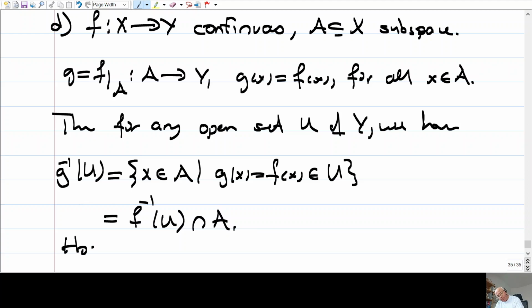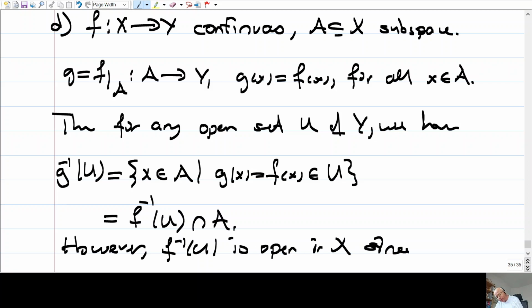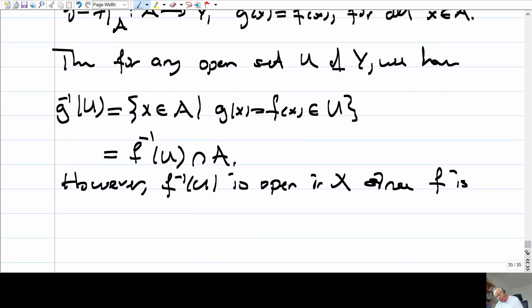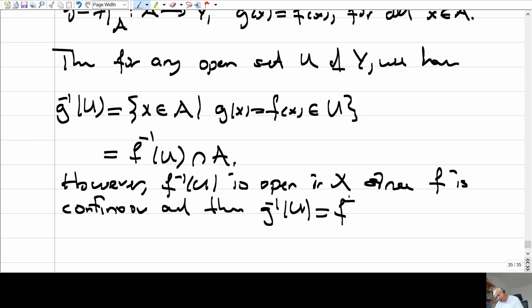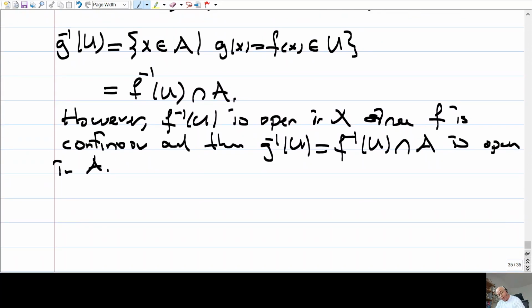However, F inverse of U is open in X since F is continuous. And thus G inverse of U, which is just the intersection of an open set of X with A, is open in A. All right, so this proves part D.